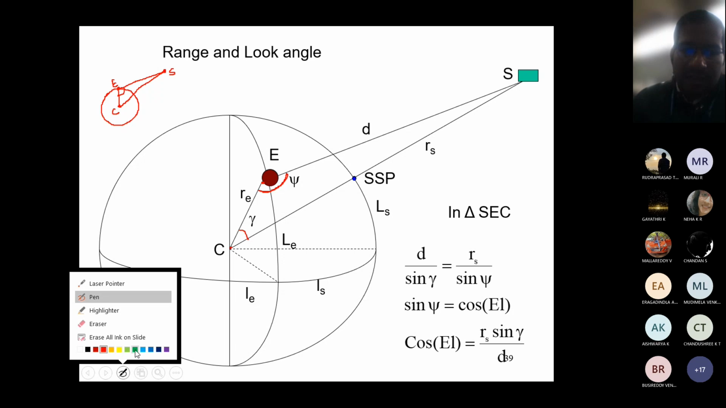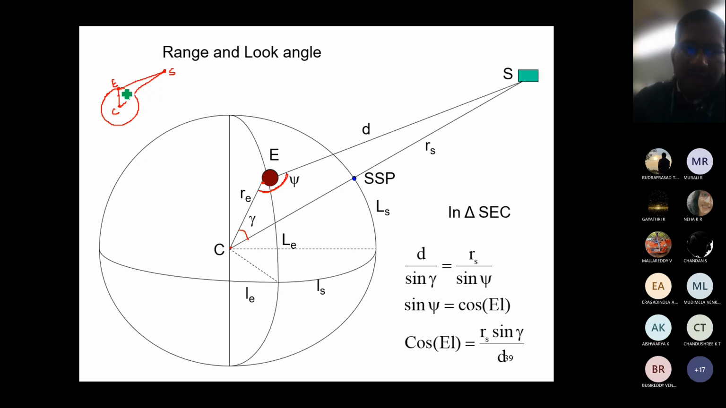Understood? So this angle psi, I can write if I draw one tangent on this surface. The angle between EC and the tangent will be 90 degree. I am drawing it on a bigger diagram. So this angle is your psi, but this angle is 90 degree. So what about this angle?